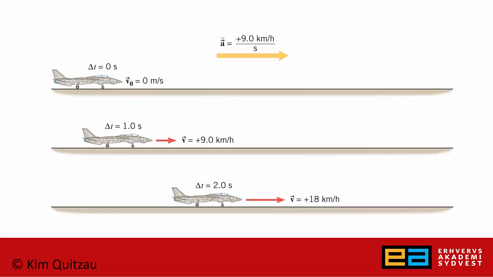That means that if we have an average acceleration of plus 9 kilometers an hour a second, then at the time 0 seconds we have a velocity of 0. Then at the time 1 second the velocity has increased to 9 kilometers an hour. At the time 2 seconds the velocity has increased to plus 18 kilometers an hour. So for every second our velocity increases by 9 kilometers an hour.